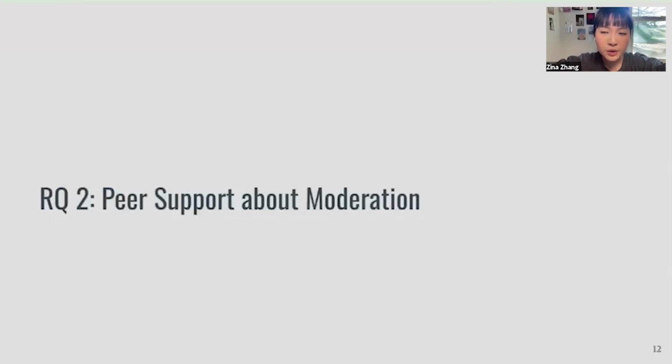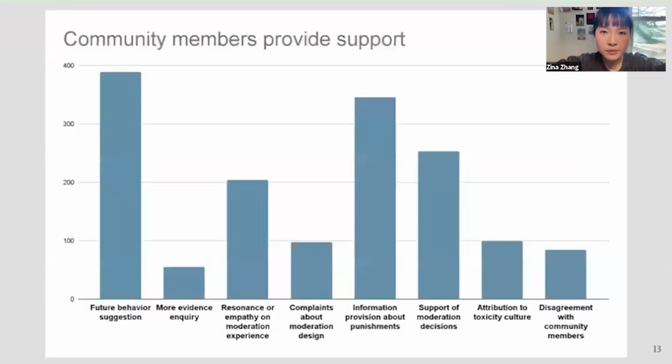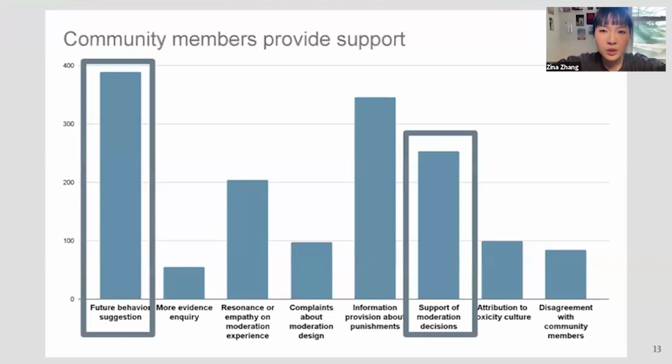Based on the punished players' inquiries, we then analyzed how community members respond to them. We have 8 themes in total for community member responses. The chart here shows the frequencies of different types of peer support. For example, some community members suggest future behaviors to the punished players. Some community members provide information they know about the punishment, and some community members criticize the punished player by supporting the moderation decisions. Due to the time limit, I'm going to show 2 quotes for how community members provide future behavior suggestions and support the moderation decision.